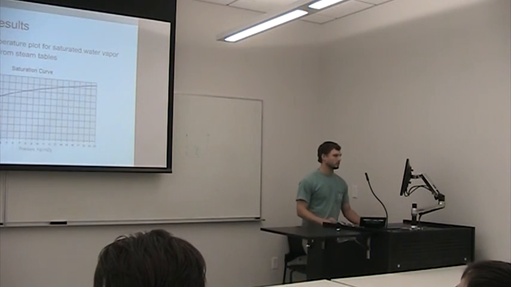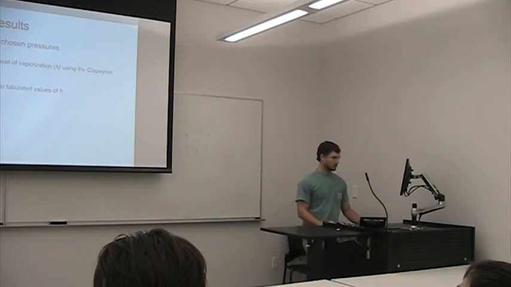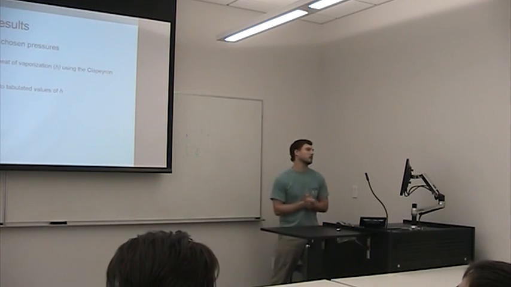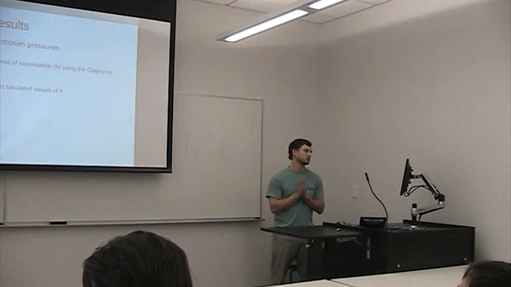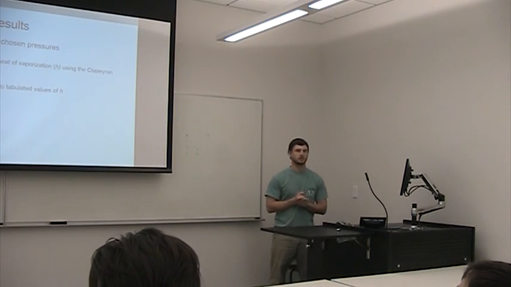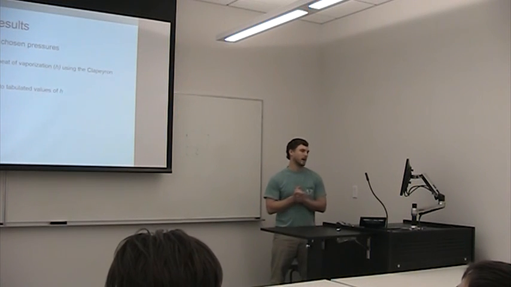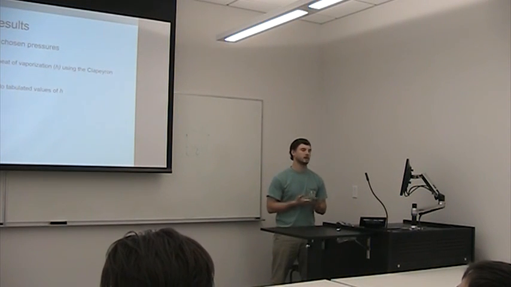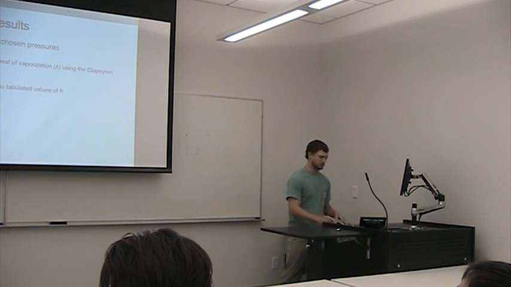So our expected results: after choosing 3 arbitrary pressures, we need to calculate the latent heat of vaporization, which is our h_fg, and then we need to compare all these values to the tabulated values in the back of the steam tables.